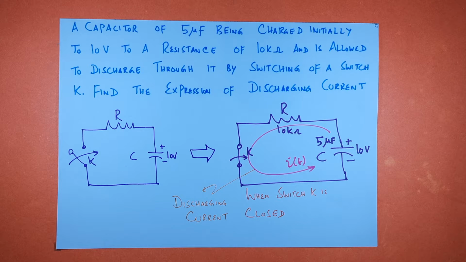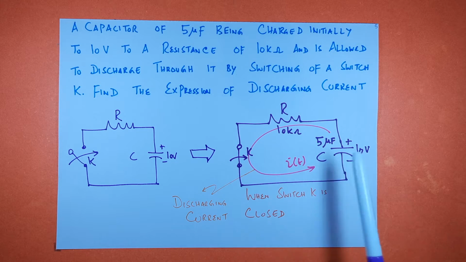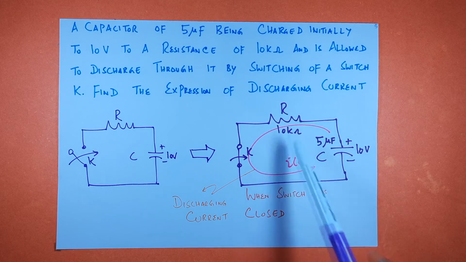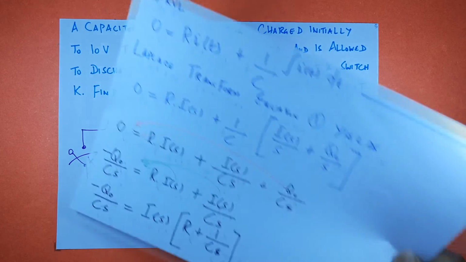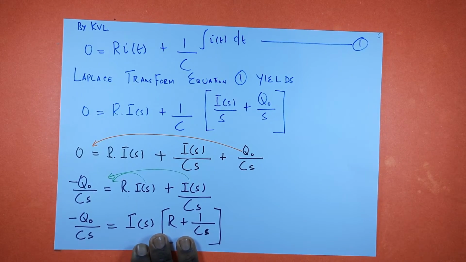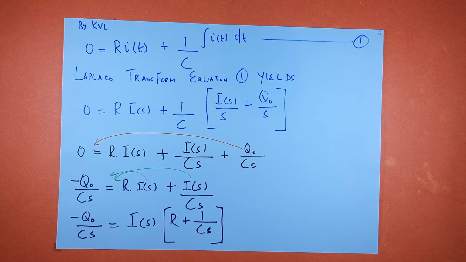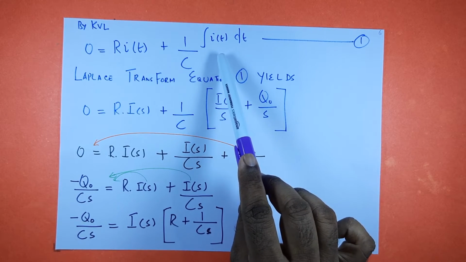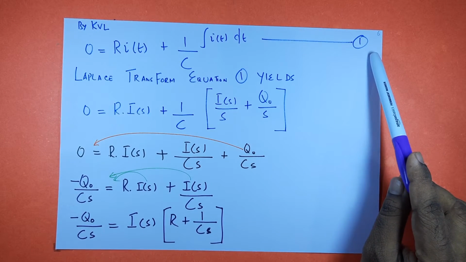So we write the circuit equation by applying Kirchhoff's voltage law. Here no source is there. So the voltage across this plus voltage across this will equal to 0. So you can write, by KVL, 0 equal to R into I of t plus, this is the voltage across the capacitor, 1 by C integral I of t dt. This you call equation number 1.